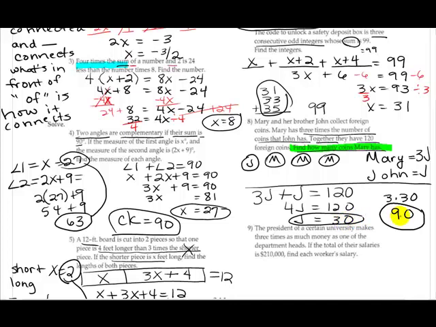These 2 numbers have to add up to the 120. If they add up to more, then you've made a mistake. And you've got to be certain that you're answering the question, because it doesn't want to know about John. It wants to know about Mary.